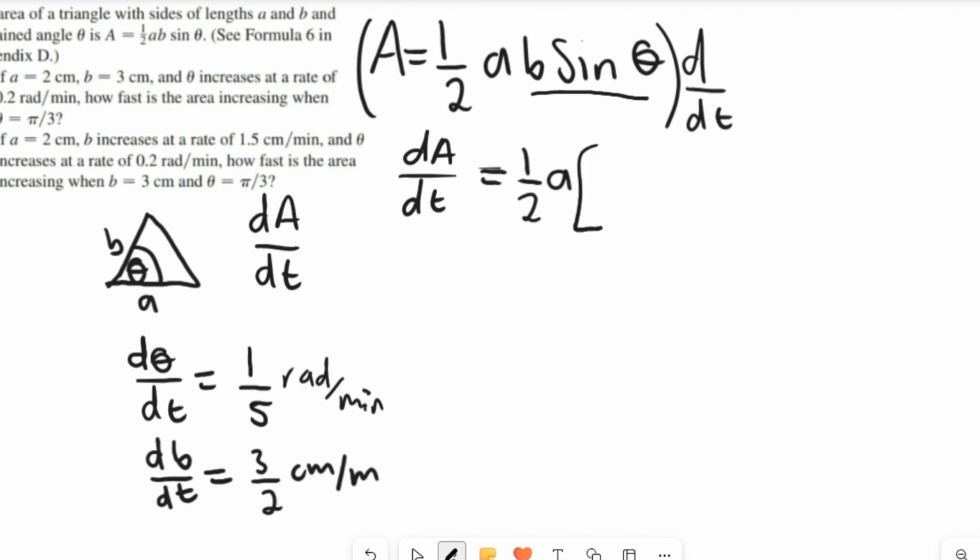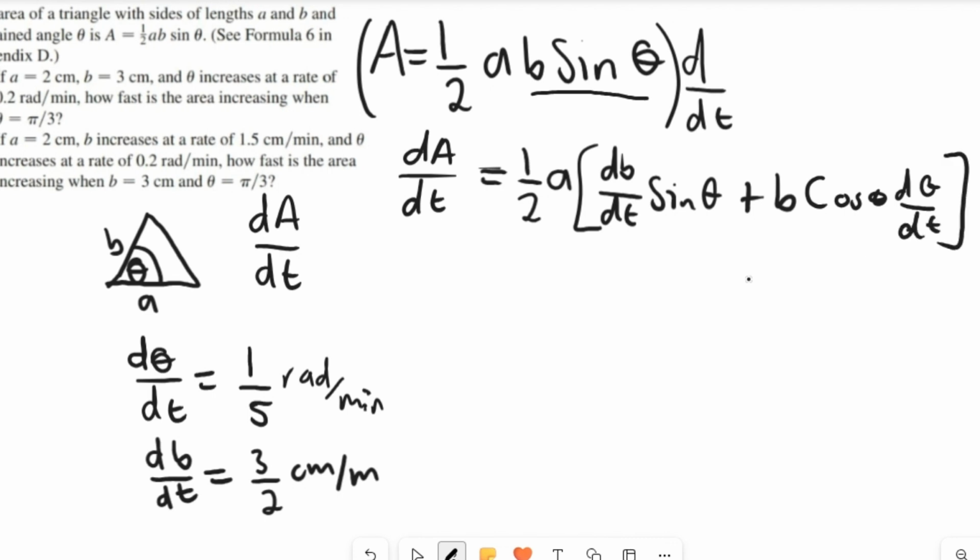So I'm going to open a bracket here and write dB dt sine of theta, plus, now I leave B alone to take a break. I differentiate sine of theta, I get cos of theta, d theta dt. I differentiate theta here with respect to time. This side I was differentiating B with respect to time. This side I'm differentiating theta with respect to time. Okay, and now we can just plug everything in and find the final answer.